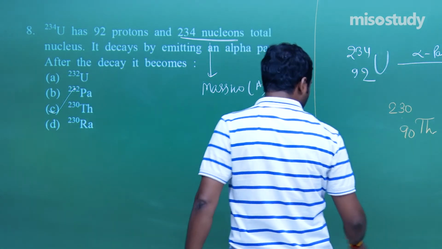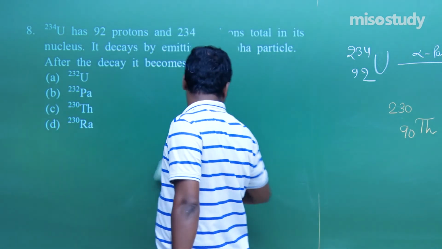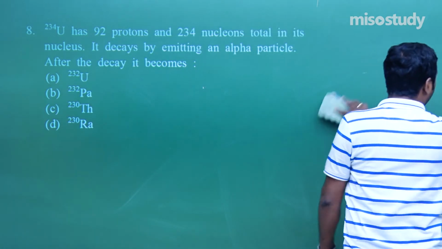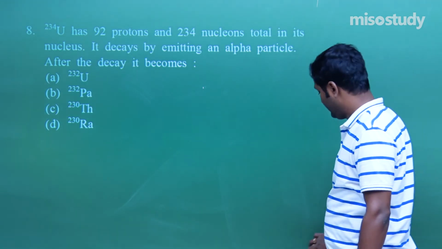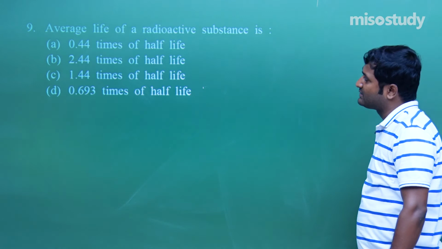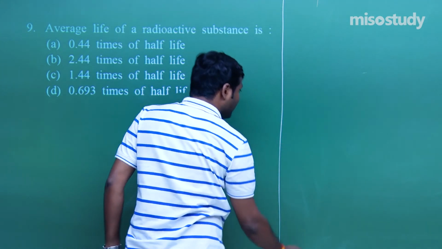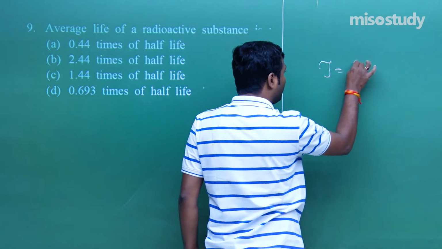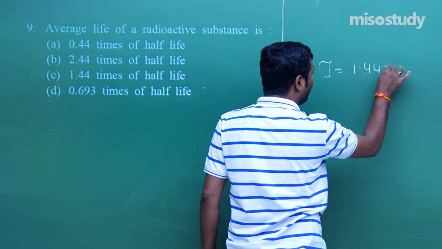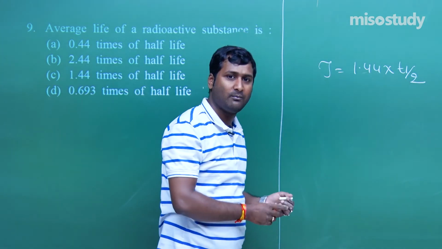Now I'm going to rub this part and we'll discuss the next question. Listen carefully to what I'm telling. Now question number 9, average life of a radioactive substance. As I told you, the relation is average life equal to 1.44 into T half. I have derived this relation also during my lecture.